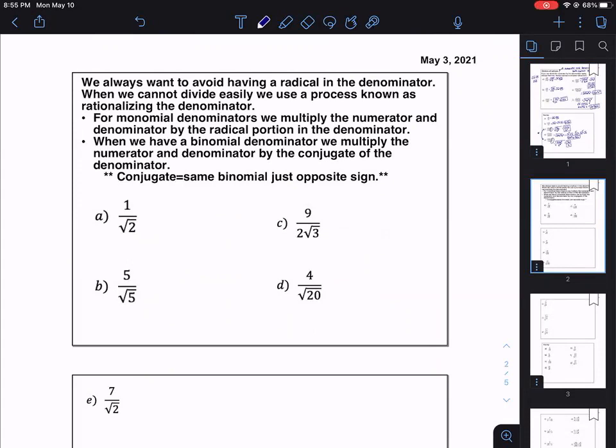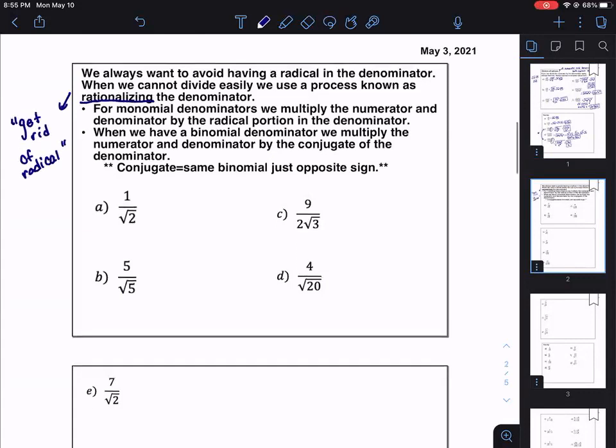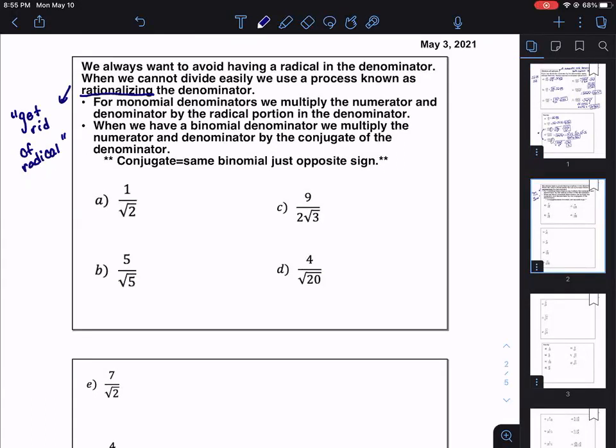So it says we always want to avoid having a radical in the denominator, especially in our final answer. When we cannot divide easily, we use a process known as rationalizing the denominator. What that means is to make the denominator rational, or to get rid of the radical. So that's kind of the idea, get rid of the radical, because as you know, a rational value doesn't contain a radical. For monomial denominators, we will multiply the numerator and denominator by the radical portion in the denominator.